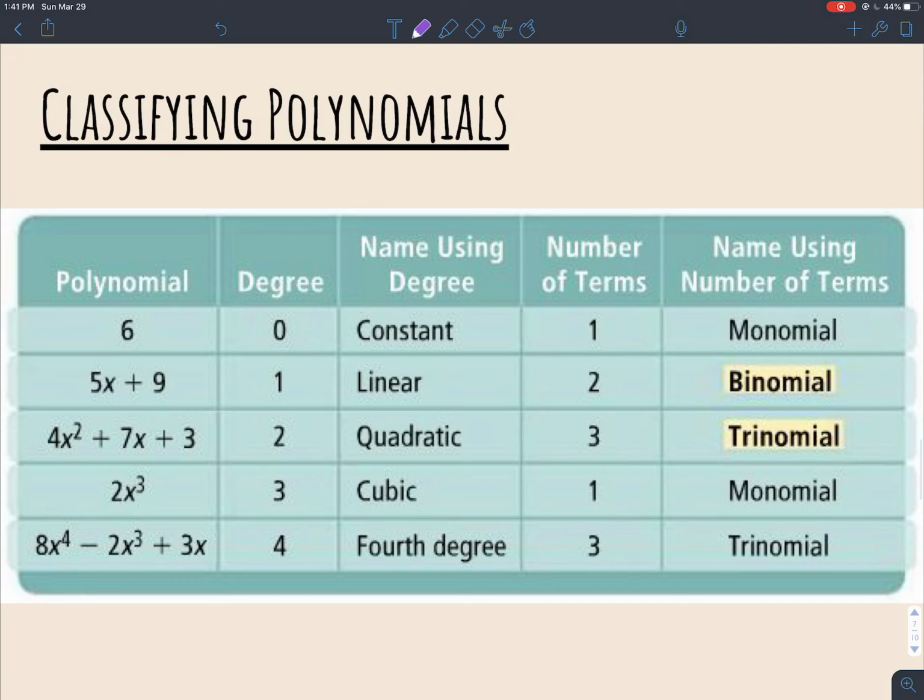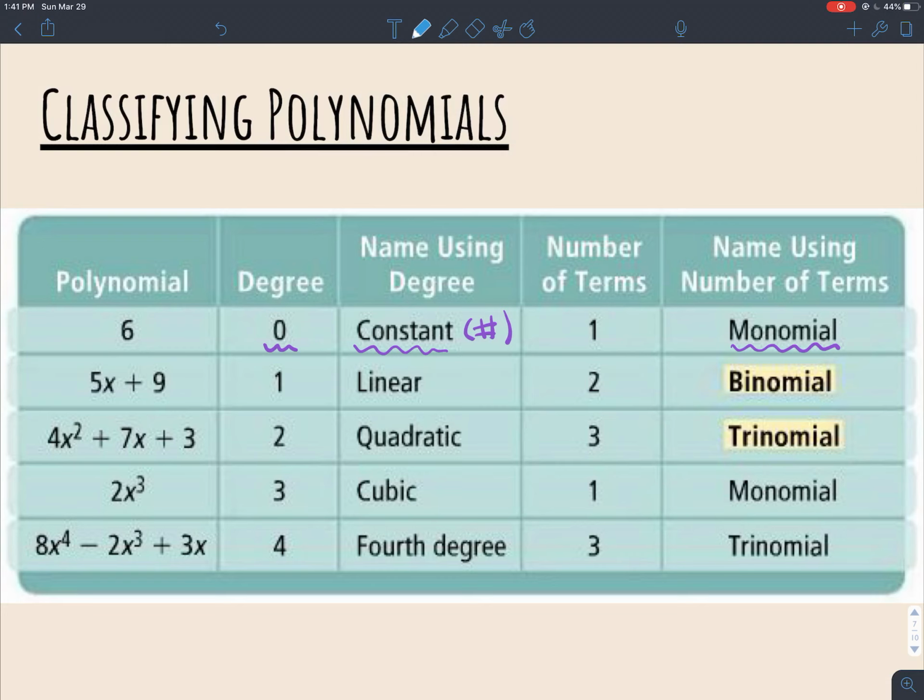So what we have here is classifying different types of polynomials. The first one, 6: we already talked about how the degree is 0 and how it is called a constant. So it is just a number. And there is one term, meaning that this is a monomial. Monomial, mono meaning 1.